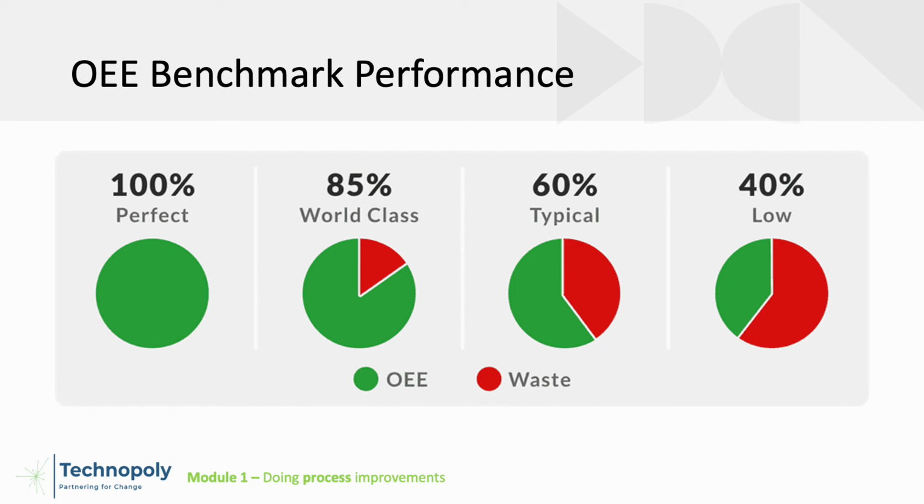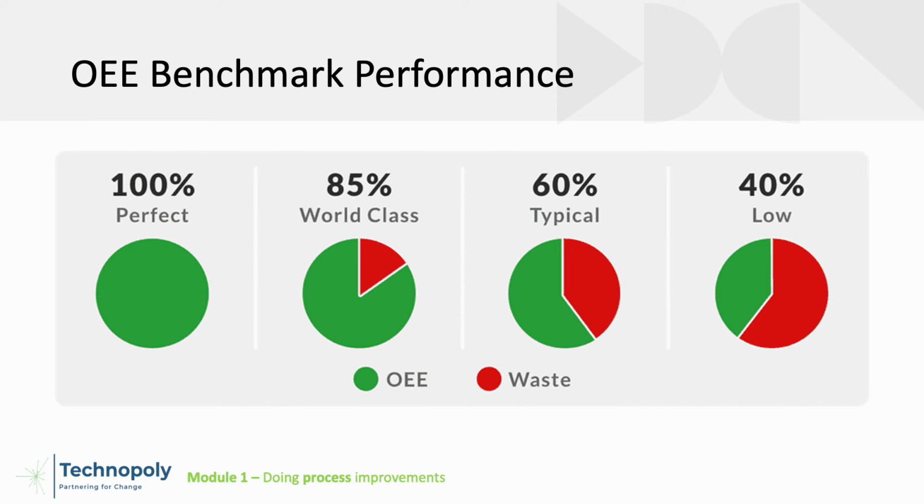How might we now interpret this OEE? Looking at this illustration, globally or world-class wise, we would look at OEE having the following performance rating. A 100 is a perfect performance. The 85% is world-class. 60% is quite common for many manufacturing processes, and 40% is quite low. If your OEE is low, that means you are incurring a lot of waste.